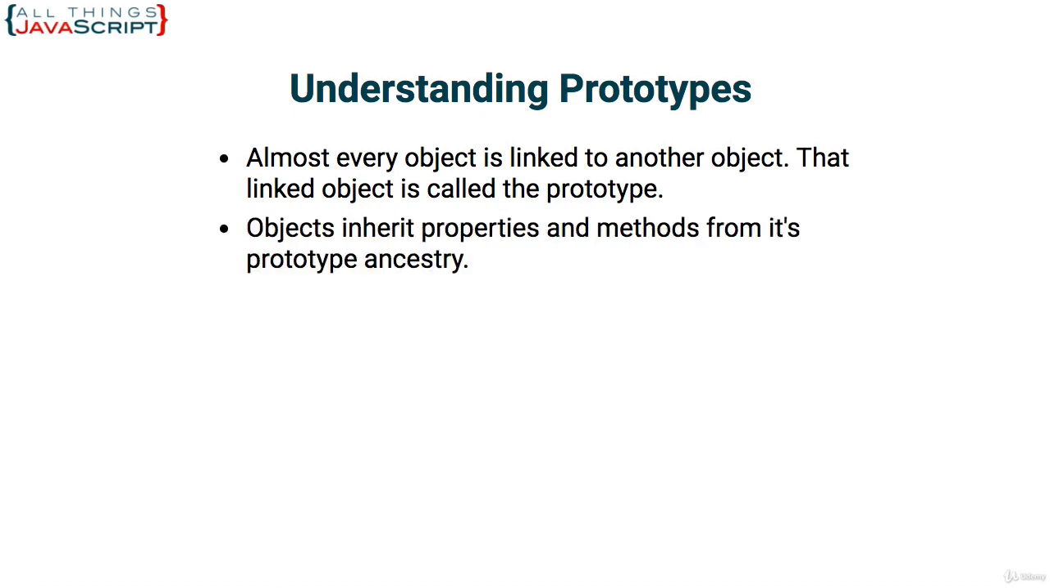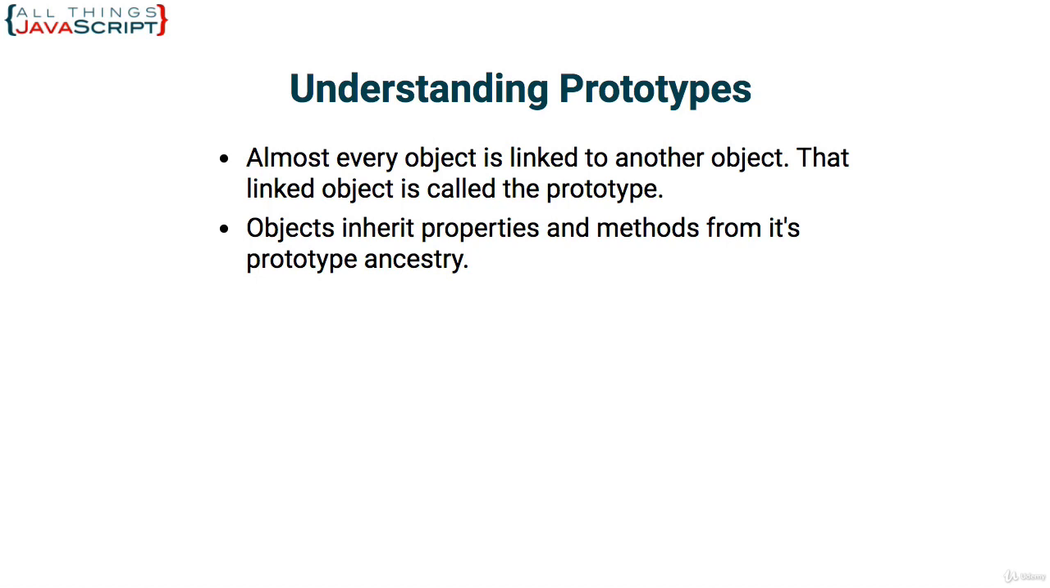Now, objects inherit properties and methods from their prototype ancestry. The word inherit here means that the object has access to those properties and methods. It can use them. They don't belong on the object. They are not a part of the object. They are part of the object's prototype, but the object has access to them.